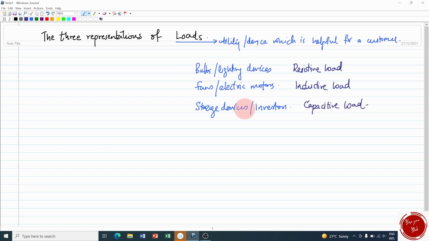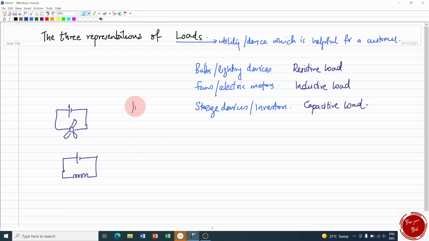So any load, while it consumes electricity, will be in a circuit, right? In order to study any load, we should represent it. We cannot draw a battery or a simple fan like this, isn't it? So instead of the physical structure of a fan, we replace this fan load. A fan load comes under an inductive load, right? This fan will be replaced with an inductor.